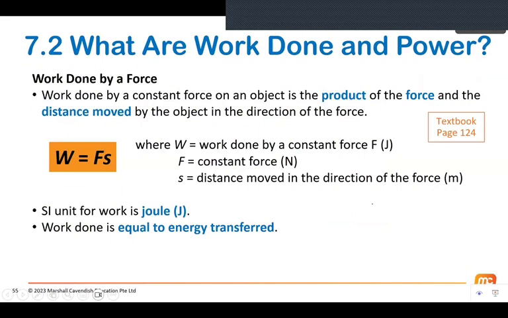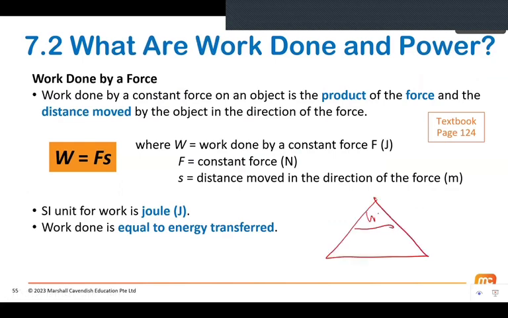Usually, I don't use S. I go by this formula, which is work done equals force times distance. Okay, and then the SI unit for work done is the same as energy, because energy is required in order for work to be done. So they both have the same unit of joules. Okay, so work done can also be thought of as energy being transferred.